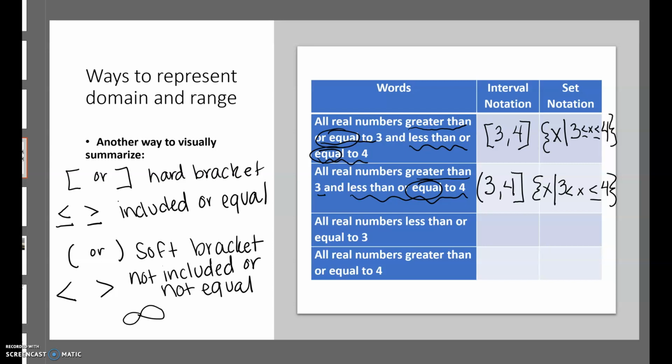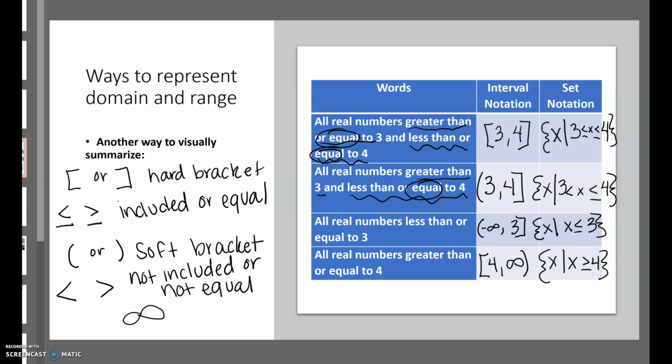So go ahead and take a second and try the next two. Okay, so hopefully you tried those and we got something like this. So again, it's less than 3, so negative infinity to 3, and infinities are going to be the soft bracket. And then here you're just writing x is less than or equal to 3 after the set notation. And then greater than 4, so from 4 to infinity, and the same idea for the set notation.